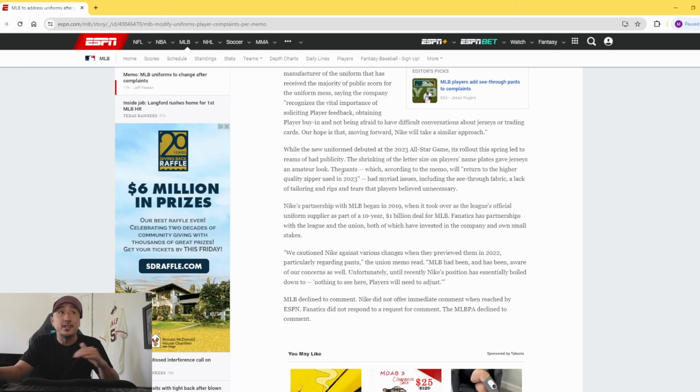Regarding the pants, according to the memo, they will return to a higher quality zipper used in 2023. It had issues including the see-through fabric, a lack of tailoring, and rips and tears that players believed unnecessary. If the players are telling you this, you gotta take this feedback. And it also said, "We cautioned Nike against these various changes when they previewed them in 2022." So this was a long time coming.